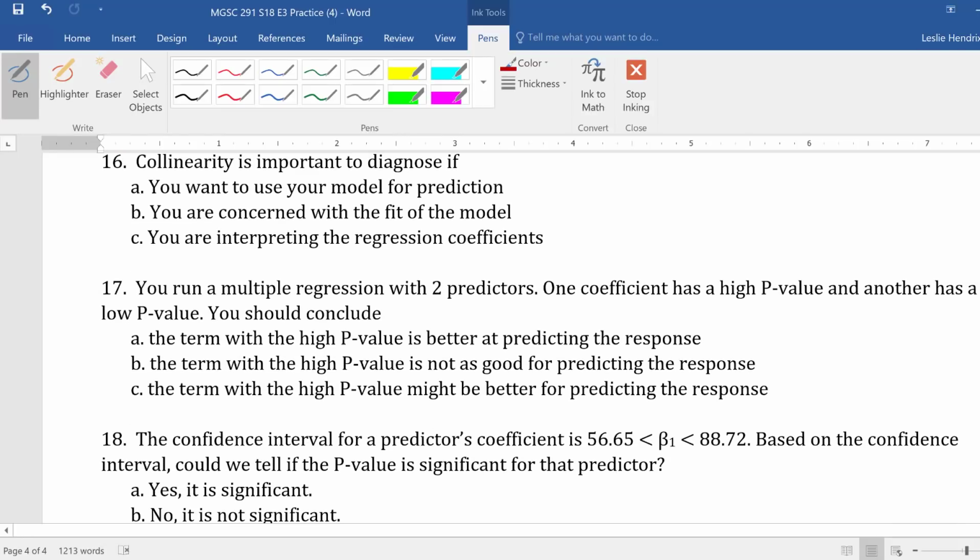All right, when is it important to diagnose collinearity? It's not really important to prediction. It's not important to the fit of the model. It is important when you're trying to interpret the regression coefficients relative to the others.